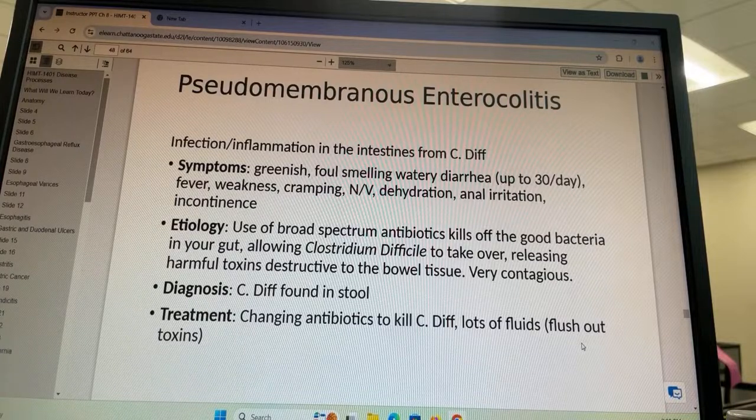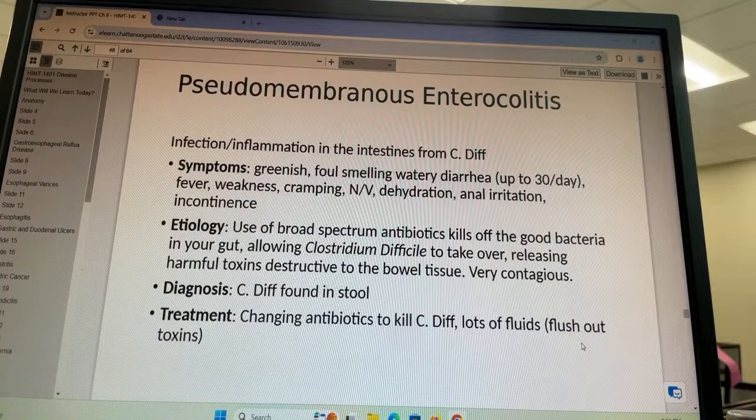Lots of fluids is also really important. Number one, just because they're super dehydrated. But number two, it also helps flush out those toxins. Like I said, the Clostridium difficile bacteria are releasing these harmful toxins, which is causing the diarrhea. So continuing to take more and more fluids will help keep flushing them out. Taking an anti-diarrheal is going to be off limits for these people, even though they desperately want it. If they take anti-diarrheals, it's going to prevent them from flushing out those toxins, right? You want to keep flushing it out because it'll help them get better quicker.